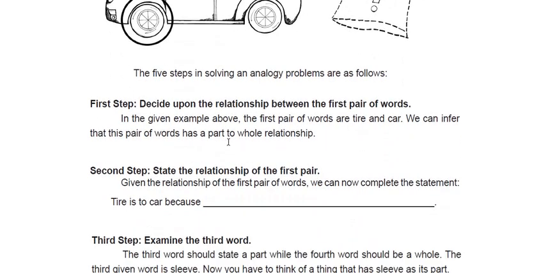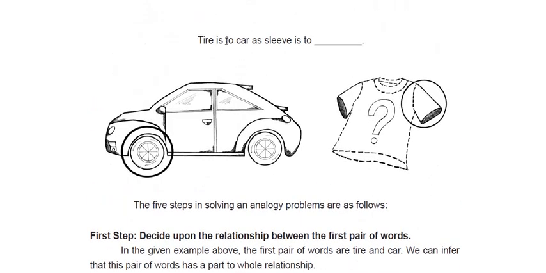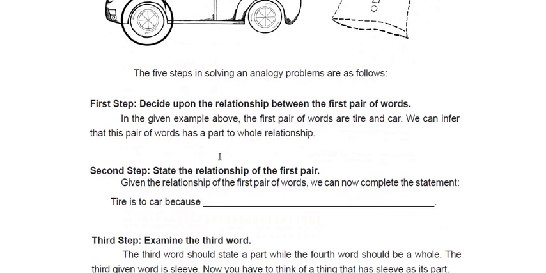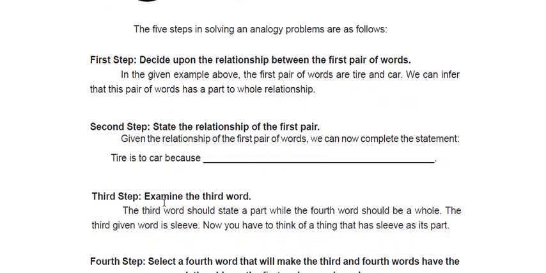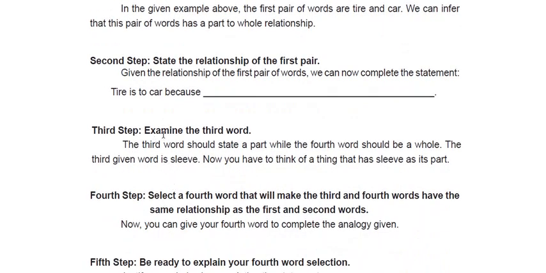Okay, so these are the 5 steps in solving analogy problems. And the first one is decide upon the relationship between the first pair of words. So just like what we did a while ago, we find the relationship in the first pair. And the second step, state the relationship of the first pair. So try to go back to the types of analogy. What is their relationship? So just like what I told you, tire is part of a car, and car is a whole.